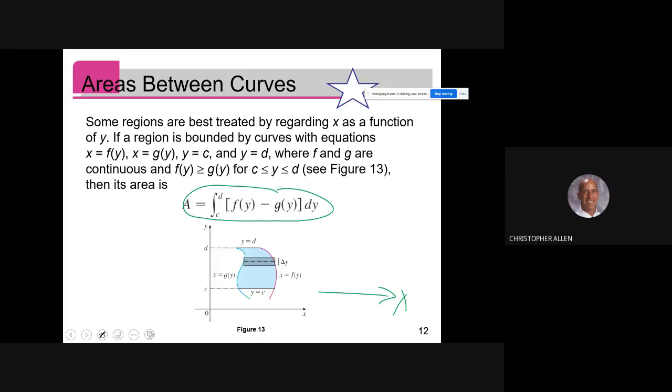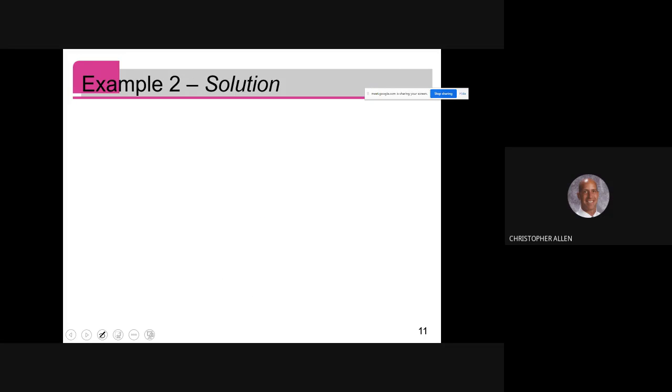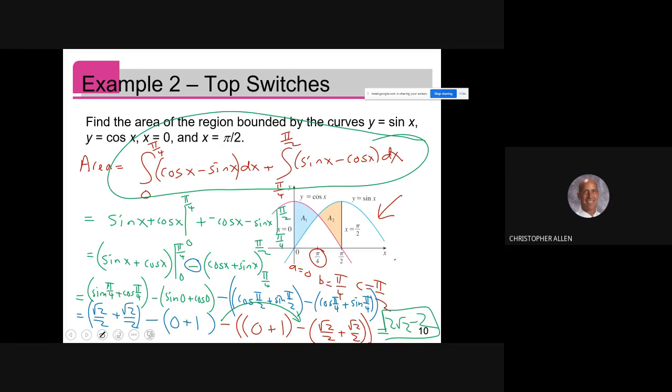In fact, let's go back to this last problem. If I just said that x is equal to the cosine of y, and here x is equal to the sine of y. By the way, those functions are now in terms of y. And here I said that this was y equals 0, and this was y equals pi over 2. Guess what the answer is to this new problem I've created that goes along the y-axis? It's exactly the same thing.